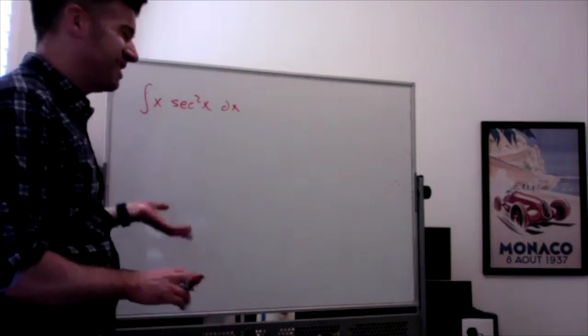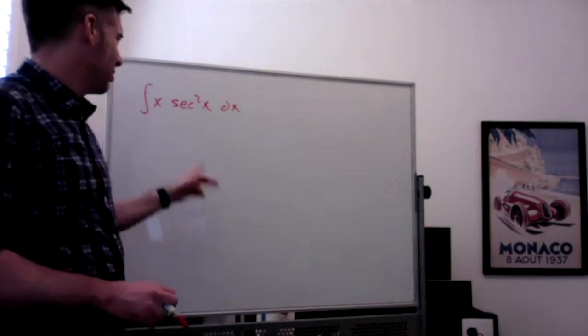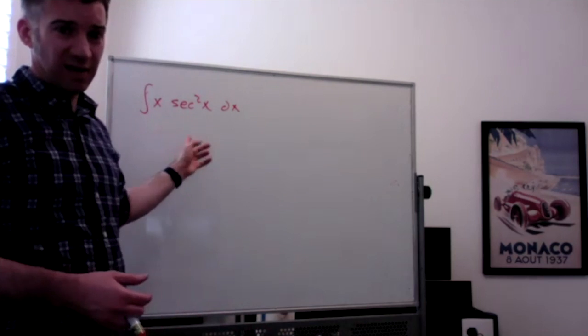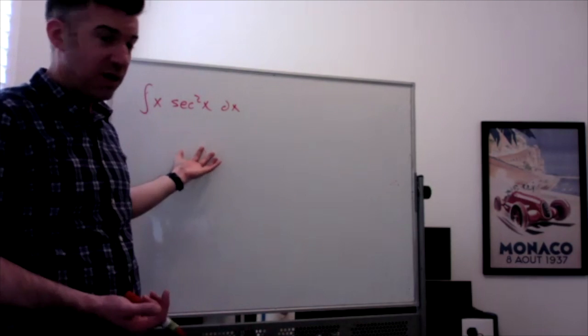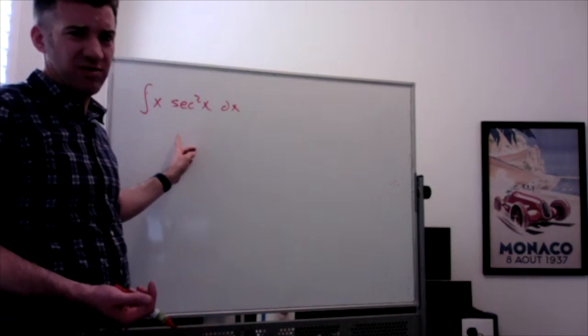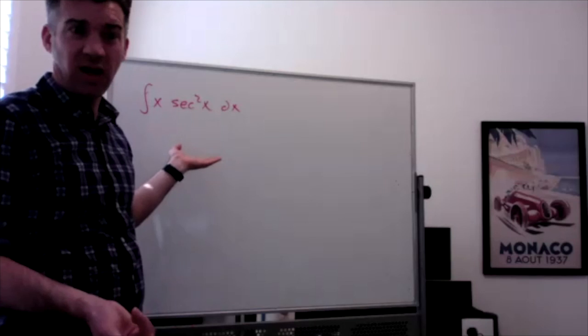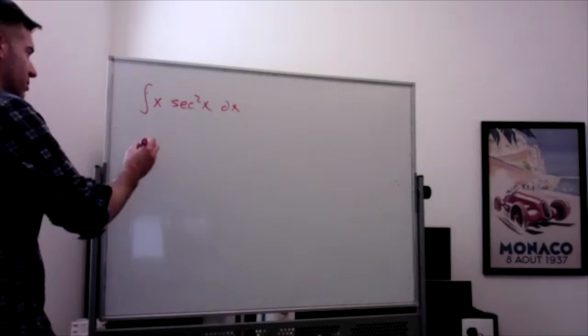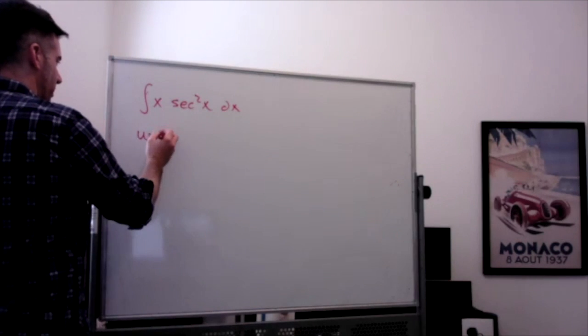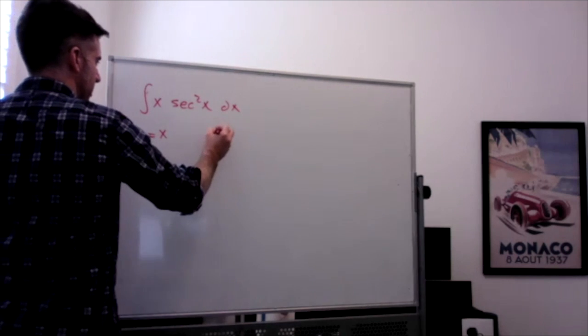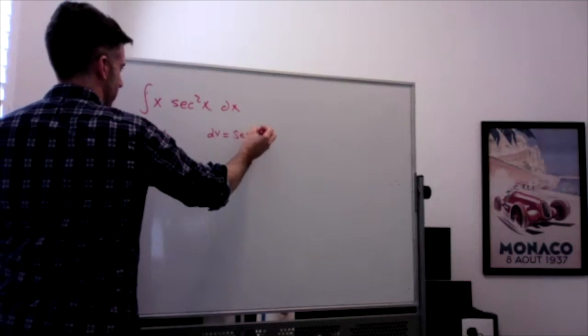Well, it doesn't seem like there's a good choice for u here, right? Letting u equal x, du is dx, but I'm still stuck with secant squared of u. Letting u equal secant squared, the derivative is 2 times secant to the first times the derivative of secant. That seems like it's not going to work out either. It's probably integration by parts. It's probably going to be u equal to x and dv equal to the rest.